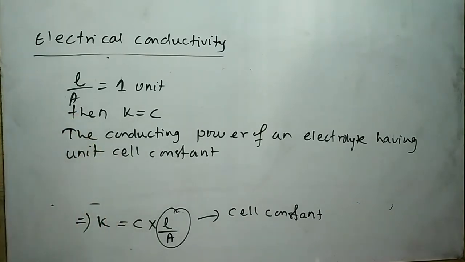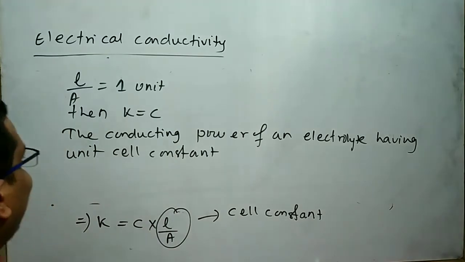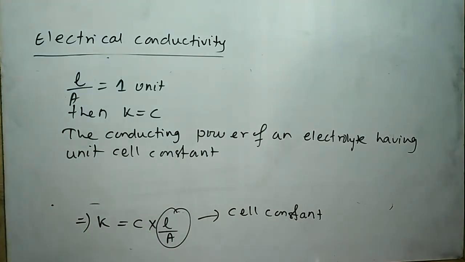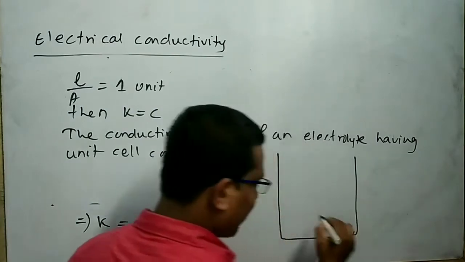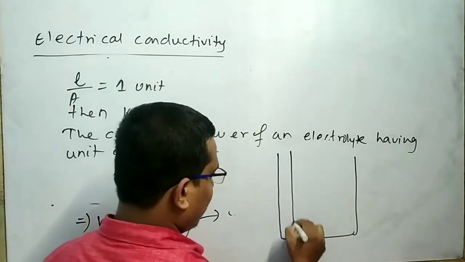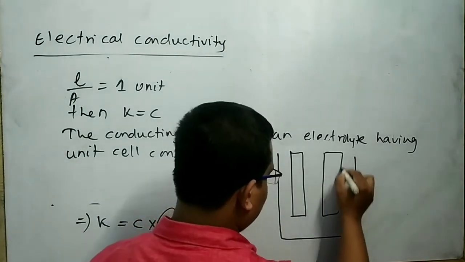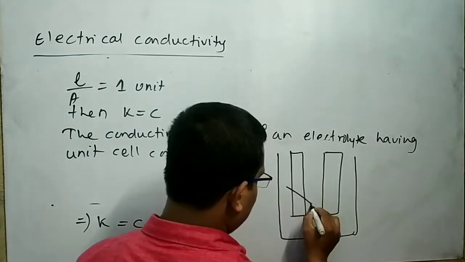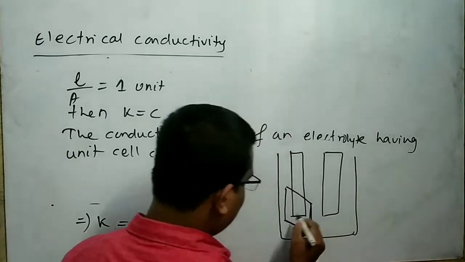For an electrolyte, L is the distance between the two electrodes, and A is the area of cross section of the conductor. Suppose I take an electrolytic tank. Here two electrodes are present like this. This is your area of cross section.